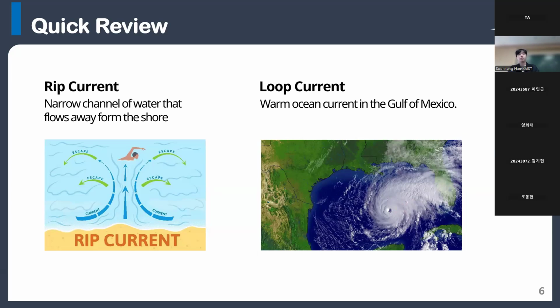I'll pass over the others briefly. The rip current is a narrow channel of water that flows away from the shore, and the loop current is a warm ocean current in the Gulf of Mexico, and it also causes huge hurricanes, as you can see in the picture.